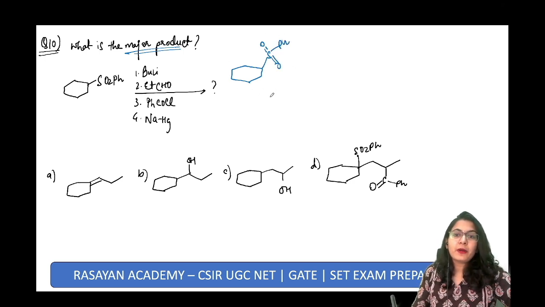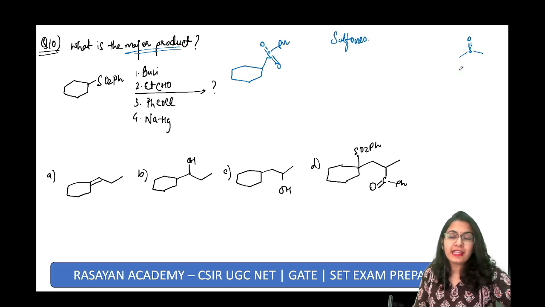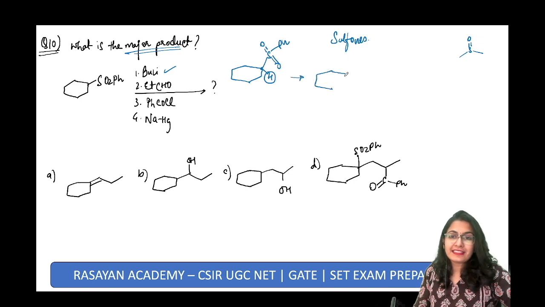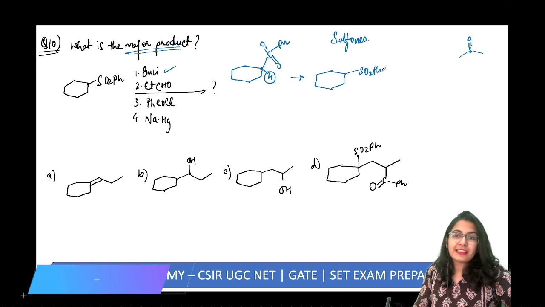Whenever you see compounds like this, these are known as sulfones. Whenever you have S double bond O, that is a sulfoxide, and when you don't have any oxygen, that is known as sulfide. Okay, so this butyl lithium definitely is going to remove a proton from the alpha position of the sulfone because it is like a double of a carbonyl. A carbonyl makes the alpha proton acidic, and this is like the double of a carbonyl, so definitely it is going to make this acidic also.